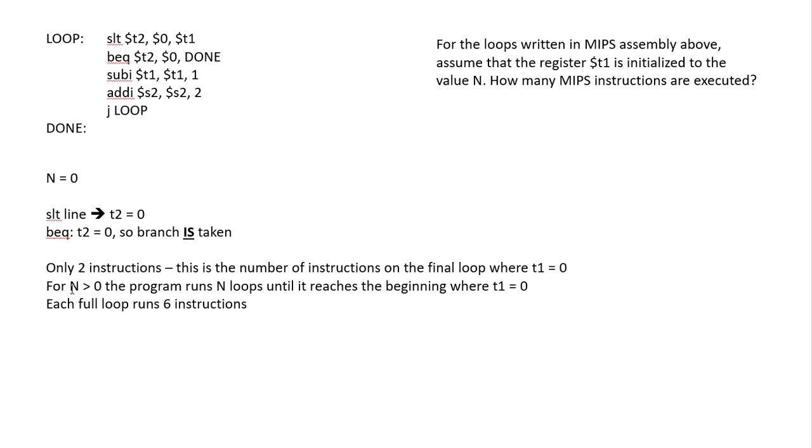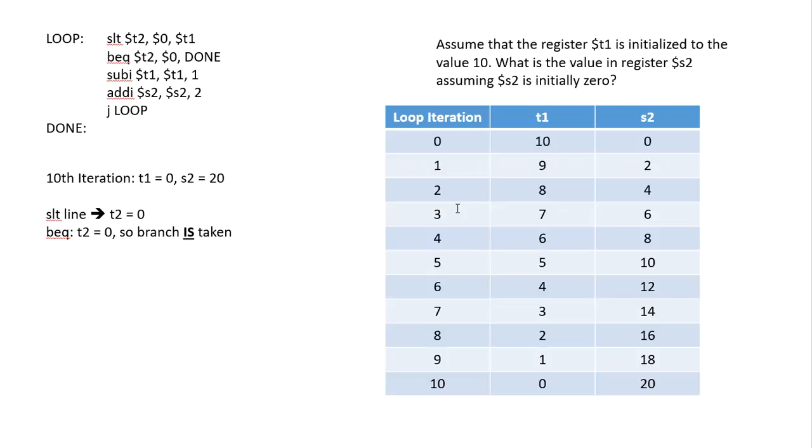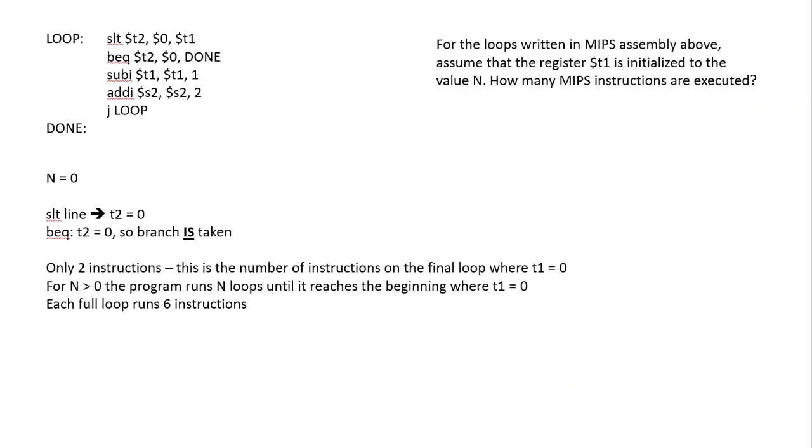Alright, now for our n values that are greater than 0, the program runs in loops until it reaches the point where T1 equals 0. And we remember that from part 1. Here, let me just go back and show you. So our n value here would be this 10, and we run 10 loops until we get T1 down to 0, and then we head into the final execution of the loop. So we have n loops of the program until this T1.